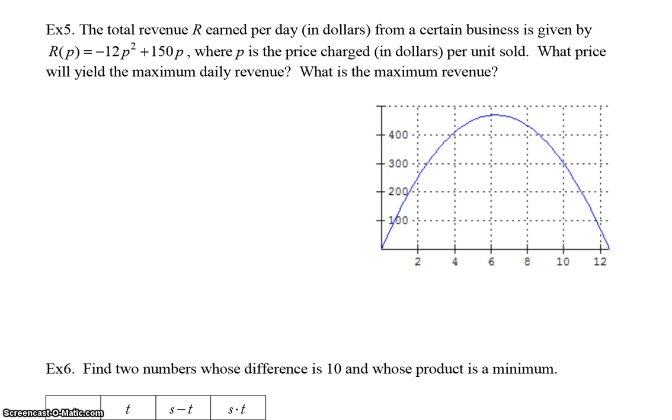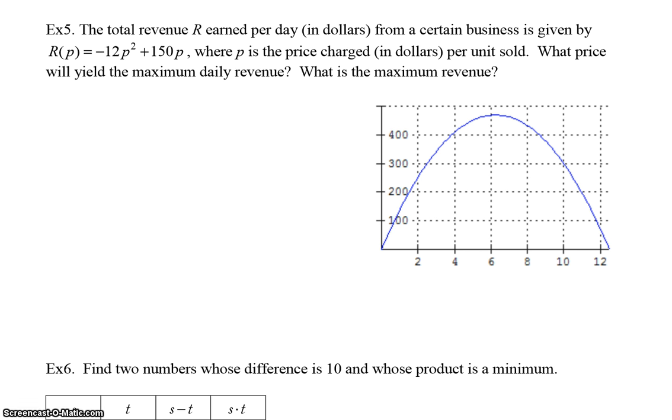Let's look now at example 5. The total revenue R earned per day in dollars from a certain business is given by R of P equals negative 12P squared plus 150P, where P is the price charged in dollars per unit sold. Revenue is just the amount of money earned from sales of some product. Here the revenue is a function of the price at which each particular item is sold. The question is, what price will yield the maximum daily revenue, and what is that maximum revenue?